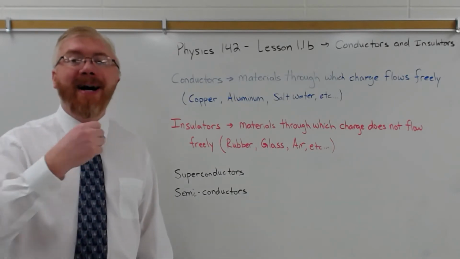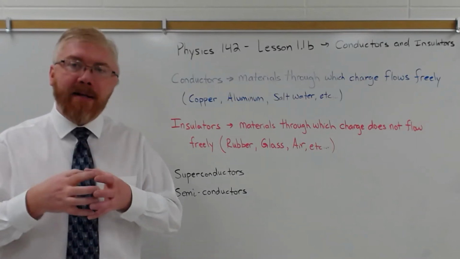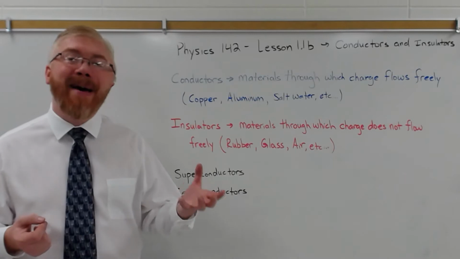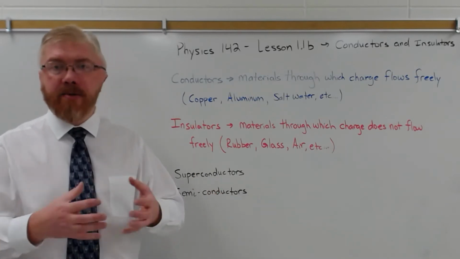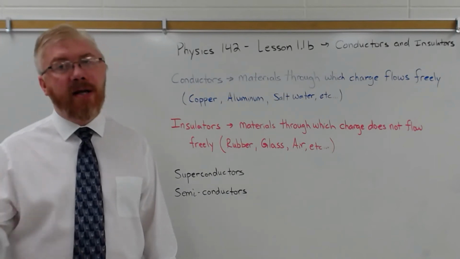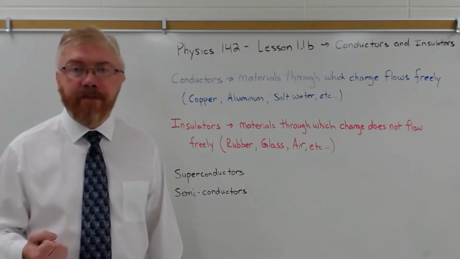Add up all the positive charge from the protons, add up all the negative charge from the electrons, they balance out. If you're missing electrons, then those unbalanced protons give the object a positive charge. If you have an excess of electrons, those unbalanced electrons give the object a negative charge.